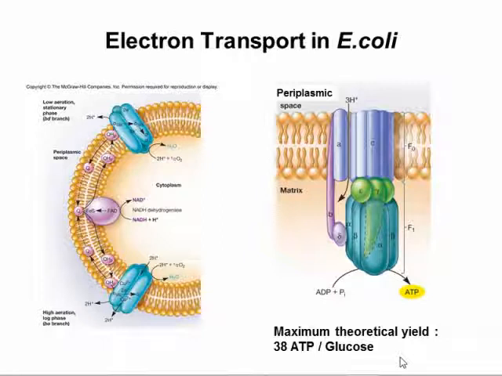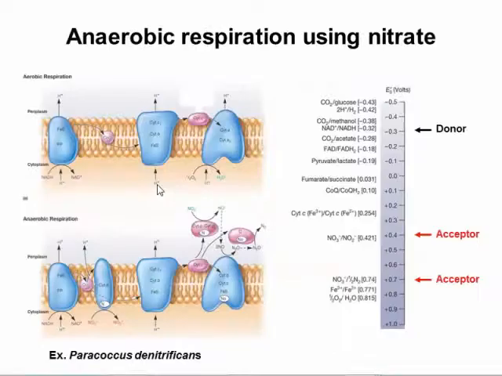So E. coli has got an electron transport chain like this in its membrane. Our mitochondria function in the same way. Many aerobic bacteria will be using this mechanism.